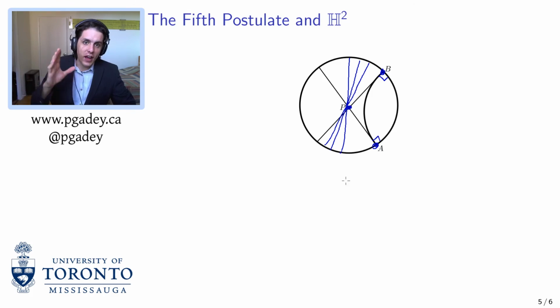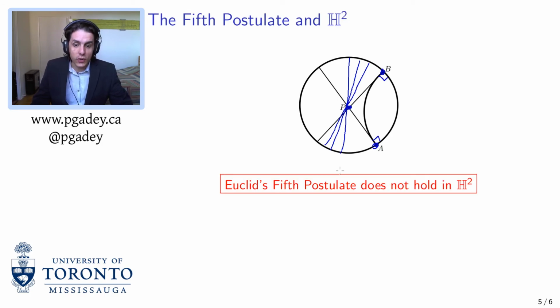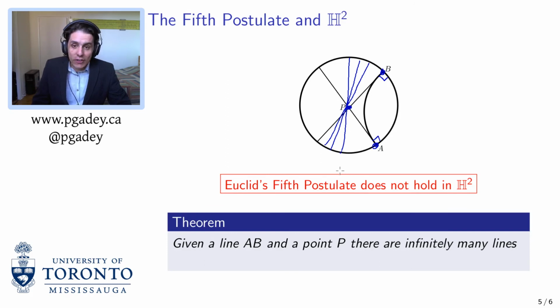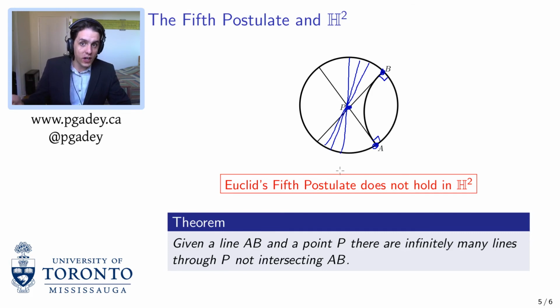So given a line AB, there are infinitely many lines that pass through the point P but do not intersect AB. So Euclid's fifth postulate does not hold in the hyperbolic plane. Given a line AB and a point P, there are infinitely many lines through P not intersecting AB. This is very different than what happens in the standard Euclidean plane, where given a line AB and a point not on it, there is a unique line, the parallel through P. But here in the hyperbolic plane, there are infinitely many.